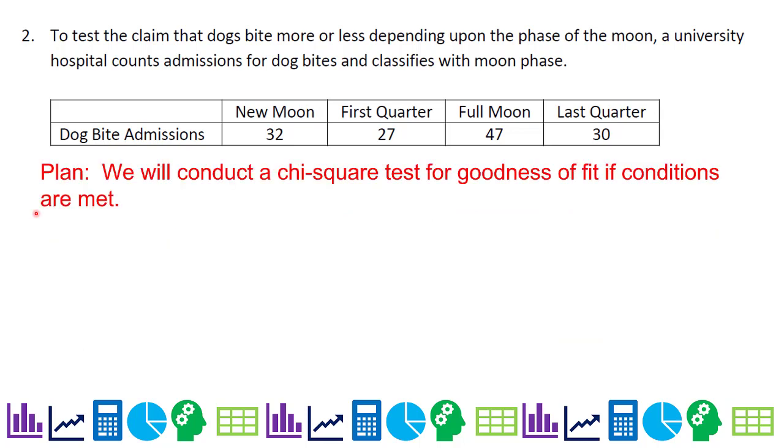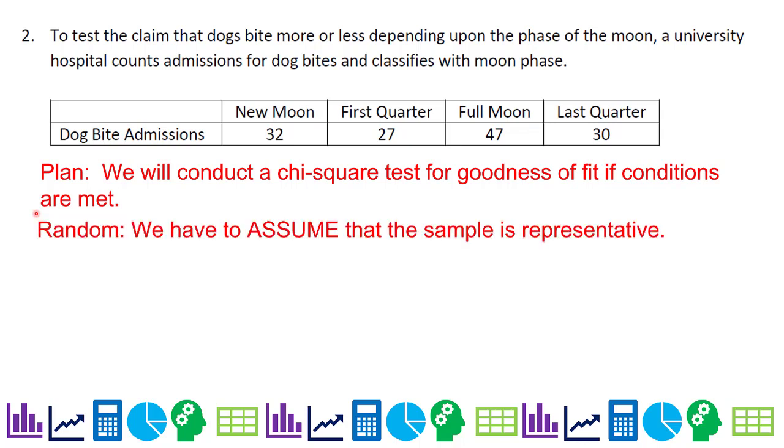Now, we're going to conduct a chi-square test for goodness of fit if conditions are met. So random, we have to assume the sample is representative. It kind of just says they recorded the dog bites, and it doesn't say anything about randomness. The whole point of randomness is a representative sample. They didn't say it was representative, so we have to assume it.